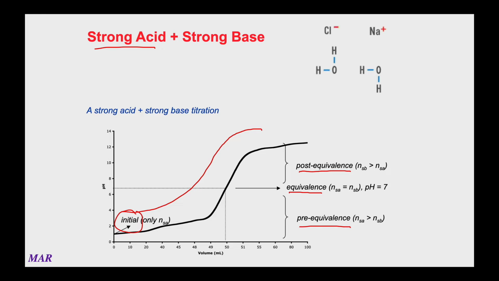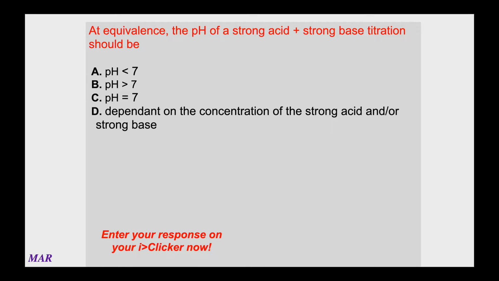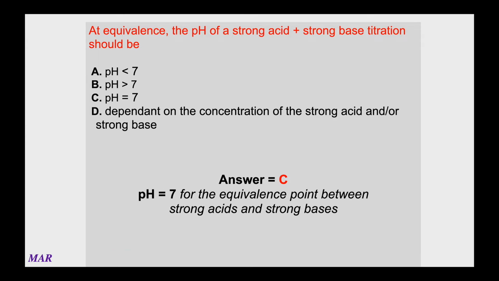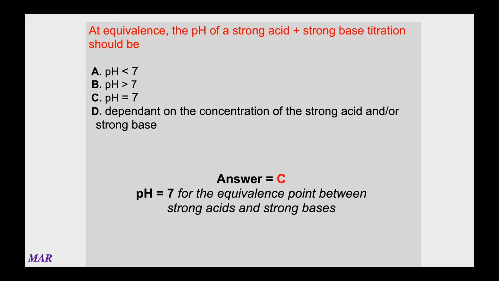Now, each of these has an equation, and we'll talk about that in just a second. At equivalence, the pH of a strong acid plus strong base titration should be, and there's 3 possibilities. Well, on that graph, you can probably see that the pH was equal to 7. Strong acids and strong bases annihilate each other. They totally knock themselves out.